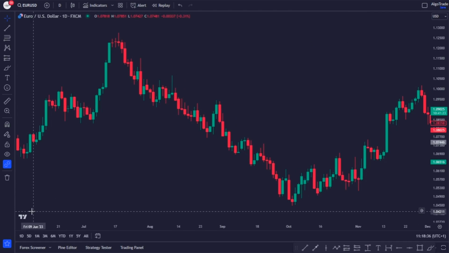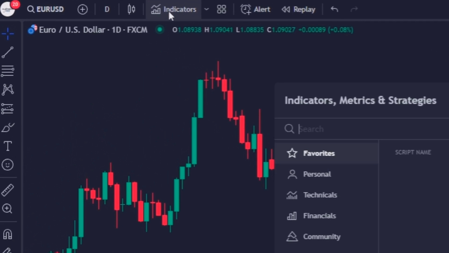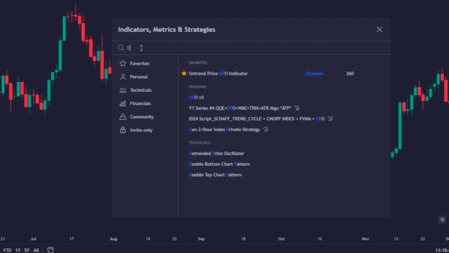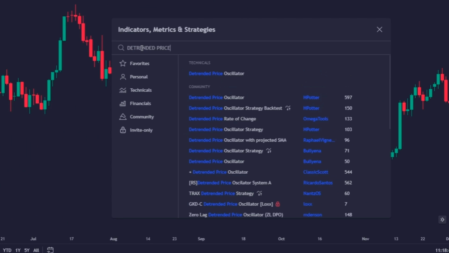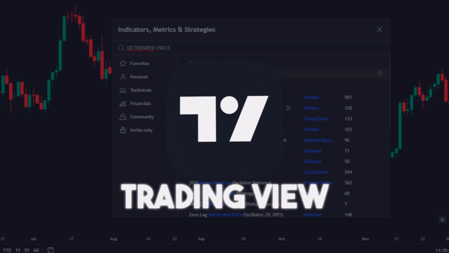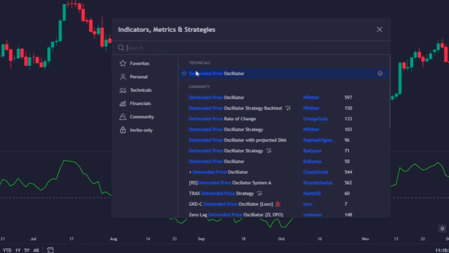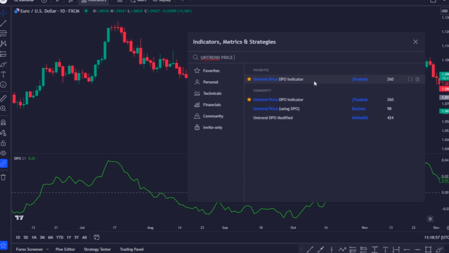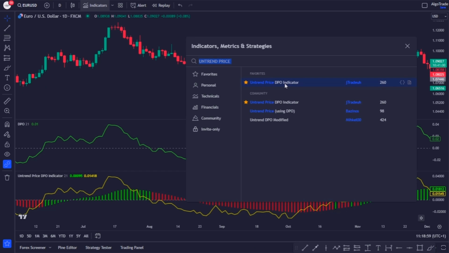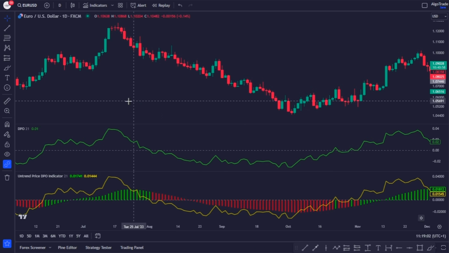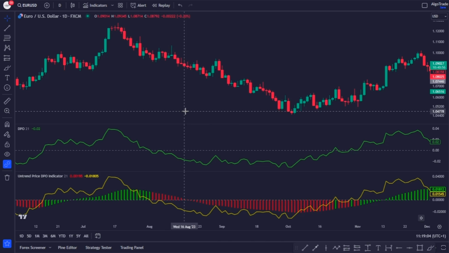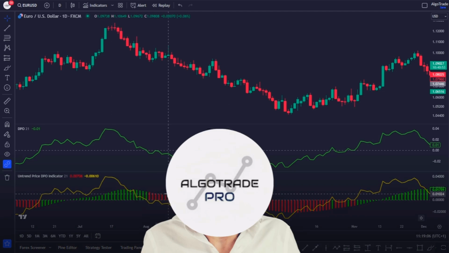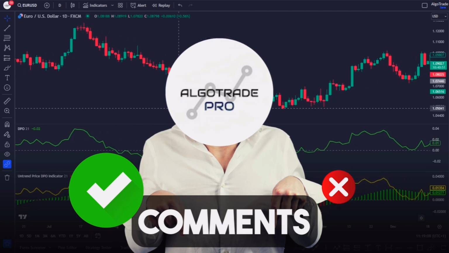So, as usual, let's start by adding the indicator to our TradingView charts. First, click on Indicators, then type Detrended Price Oscillator and you will find this free version provided by TradingView. However, if you want to have the same indicator but with a simpler look to analyze, you can opt for the Untrend Price DPO, this tool provided by this trader. As you can see, the indicator is exactly the same, but at least for me, this one is more intuitive to analyze. Let me know in the comments if you share my opinion or not.